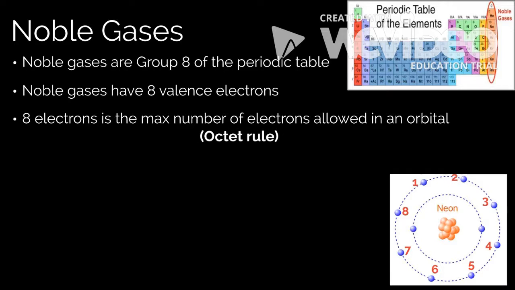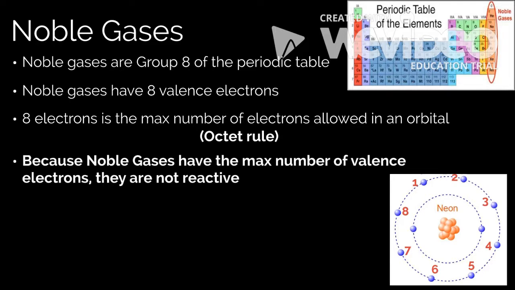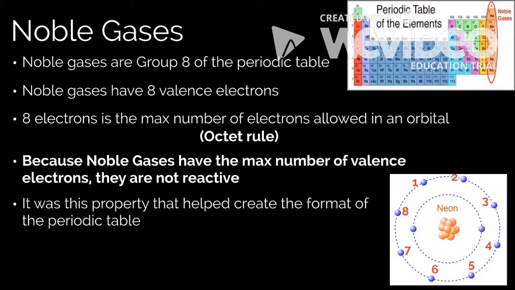And the reason for this, well, not really the reason, but the explanation for that is that it's called the octet rule. We can only fit 8 electrons in an atomic orbital. And now, because they have a full octet, they have the maximum number. That means that they don't take part in any chemical reactions. So the noble gases are not reactive, and it's this feature that helped us to organize the periodic table.